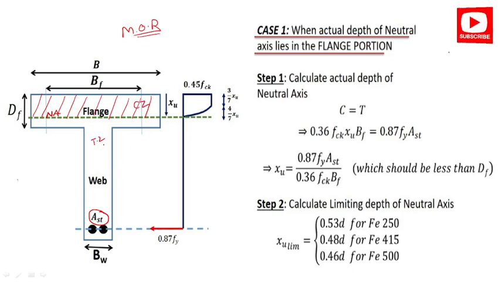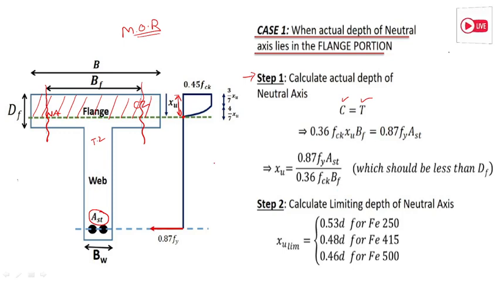So I will equate the compression zone and tension zone, and I will calculate the neutral axis depth, that is XU, you can see here from this point to this point. This is a neutral axis point. Now step 1 is to calculate the actual depth of the neutral axis. So compression equals tension. What is the formula of compression? 0.36 FCK XU into the breadth of the flange, this one. Up to here they will consider, this is BF.